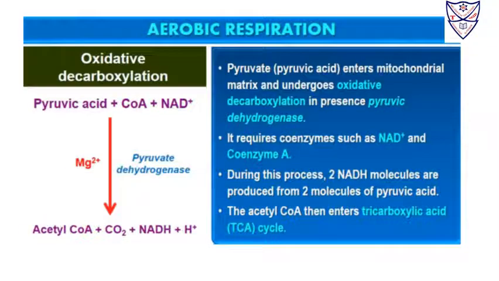So the pyruvate enters the mitochondrial matrix and we have oxidative decarboxylation. This occurs in presence of an enzyme called pyruvic dehydrogenase. It requires coenzyme NAD plus and coenzyme A. During this process, two NADH molecules are produced from two pyruvic acids. The acetyl-CoA then enters the TCA cycle. So ultimately we have pyruvic acid which is converted to acetyl-CoA.